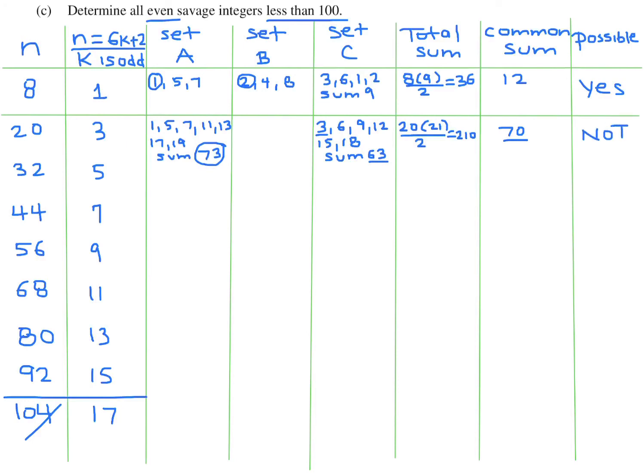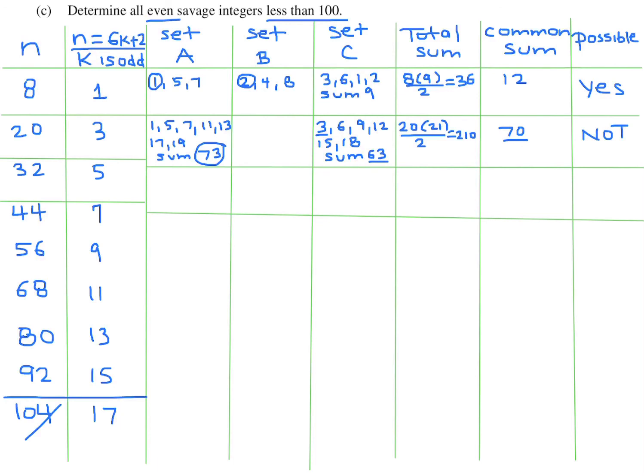Okay? I'm just going to do one more. I'm not going to go through this whole set. I'll let you guys do that on your own. But I hope you understand how this is being done. I'm going to do one more, and that's for 32. All right, so here we go. 32. First and foremost, what's my total sum? I've got 32 times 33 all over 2, and that total sum is 528. All right, and then divide by 3, and therefore each common sum has to be 176.